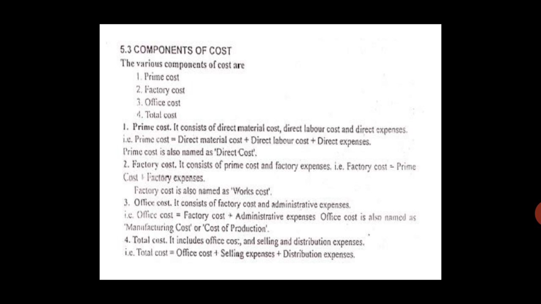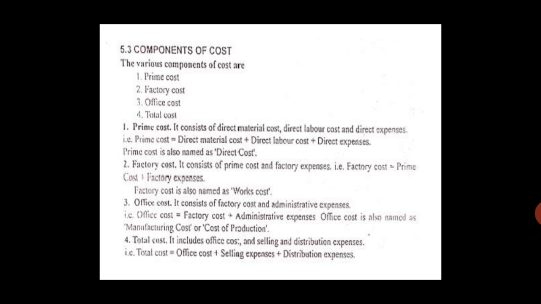So what is prime cost? Prime cost is simple. Whatever is the direct material cost, direct labor cost plus direct expenses, this is known as the prime cost. There is no indirect cost involved here, whether it is for material, labor, or other expenses. The prime cost is also known as direct cost. That will be the minimum, the least cost, because it has direct material, direct labor, and direct expenses, with no indirect cost.